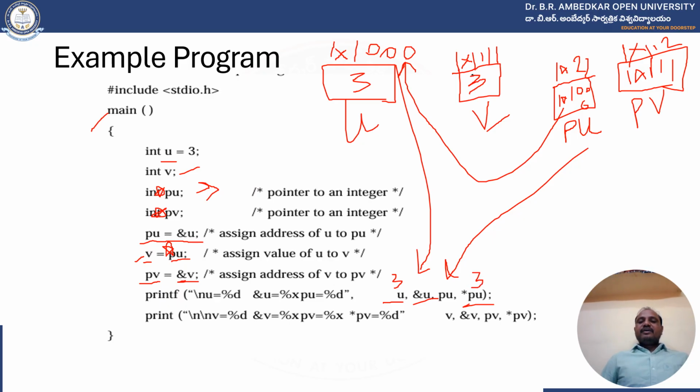Coming to the same here, it will print the v value, it will print the address of v, 1x111, and it will print pv, which is nothing but the address of v, that is 1x111 only. Asterisk pv is nothing but whatever value is there at that address location, like 3, which will be printed again here.